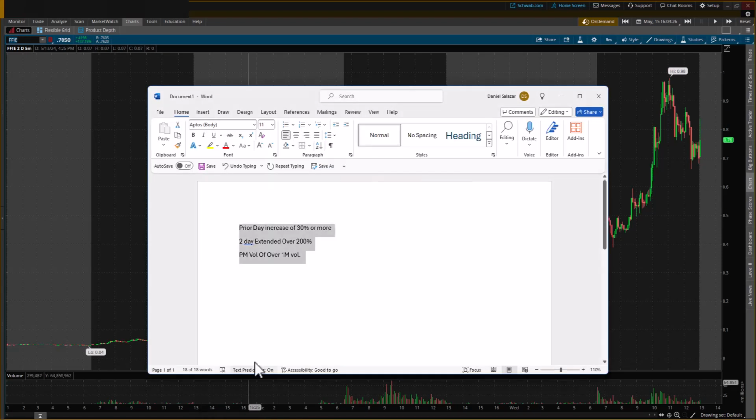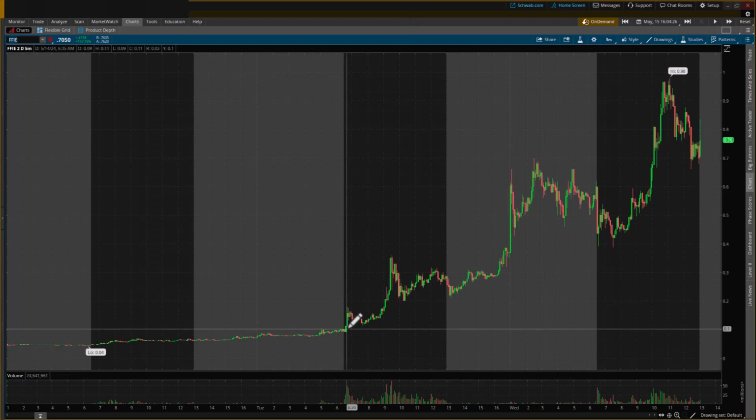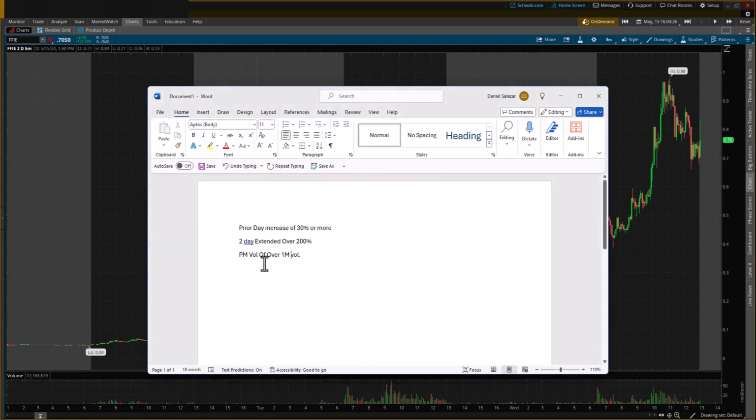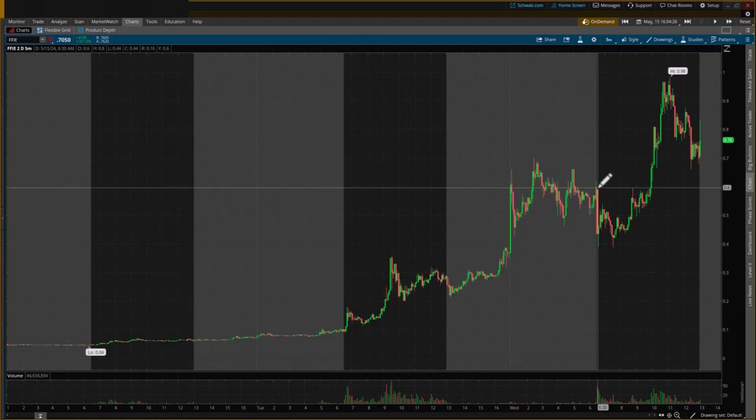So remember, the first requirement is that it had to have a prior day increase of 30% or more. We start from here, open to close. Yes, it had like 182% green. First requirement, check. Second requirement, 2-day extended. So if this is the open, from here to here is extended. From here to here is 2-day extended.